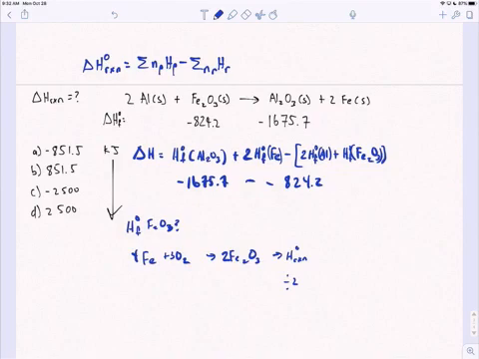So you apply this equation. The standard heat of reaction is the sum of the moles of products times their heat of formation, minus the sum of the moles of reactants times their heat of formation. The products are on the right side of the equation, and the reactants are on the left. So for the products, delta H reaction equals the heat of formation of aluminum oxide, and there's one of them, plus 2 times the heat of formation of iron. It's an element in its standard state, so that's 0.